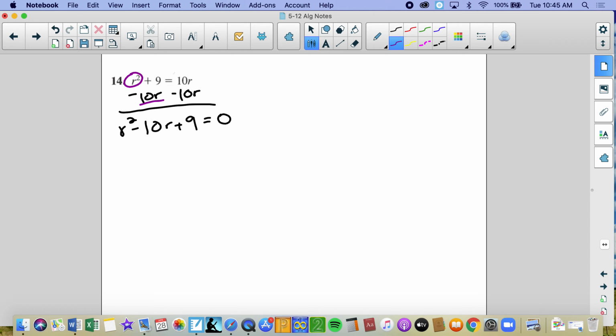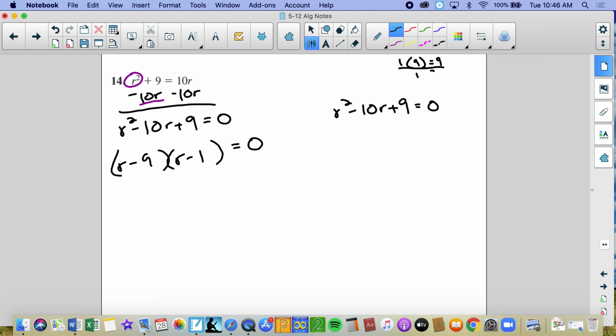Now, we can do a times c. Some of you, hopefully, are able to see what that is factored. We see that the signs are the same. Both are negative, so we would have r minus 9, r minus 1. For the people who didn't see that, you would have to do a times c. A is 1, c is 9. Factors of 9 are 1 and 9, 3 and 3. Signs are the same. Since that's positive, they're the same. And we see they're both negative. So negative 1, negative 9, negative 3, negative 3. That makes negative 10. That makes negative 6. My middle is negative 10.